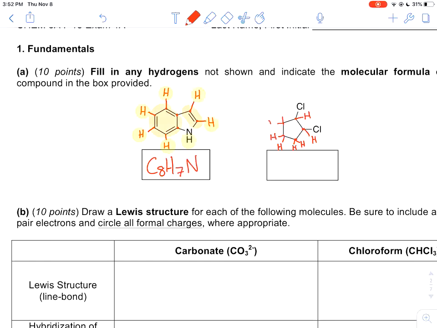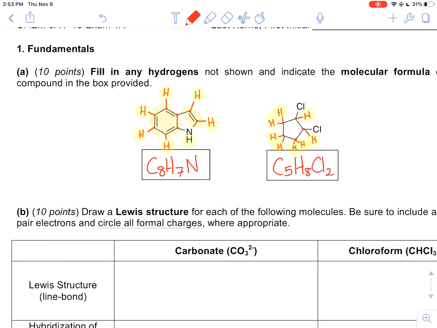And then same one here. These are all CH2 groups. We have 5 carbons total. We count all the hydrogens that we've added in, 2, 4, 6, 7, 8. And then we have the 2 chlorines.